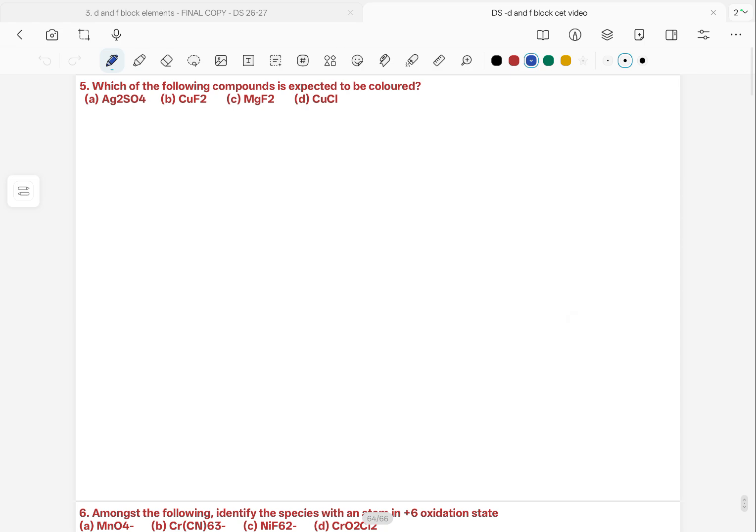Here the question is, which of the following compounds is expected to be colored? We all know that colored substances are those which will have unpaired electrons in them. Now we have to figure out which central atom has unpaired electrons in it, so that we can find out the color of the compound.